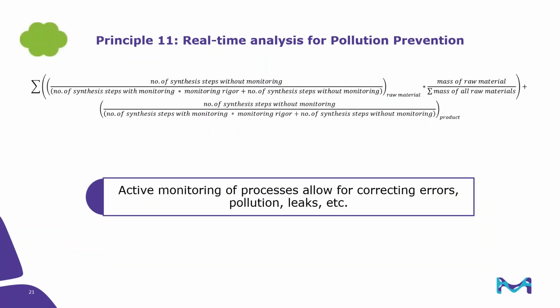Real-time analysis for pollution prevention, principle 11. If we have a process monitored continuously, the chances of a reaction going out of control are minimal. So we reduce the leaks, pollution, and unwanted errors. So continuous monitoring is best to reduce the hazards.